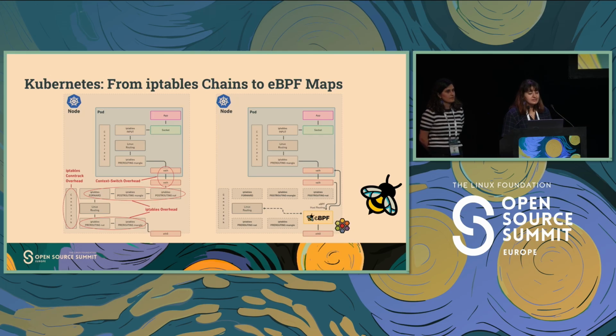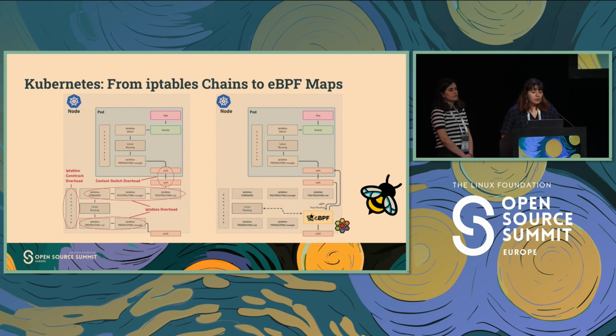Traditionally, Kubernetes uses a tool called iptables, which is like a very long checklist, and every single packet that comes in has to go through all those chains to see where this packet should go, if this is allowed or not. And actually, as the cluster grows, it makes everything so slow.